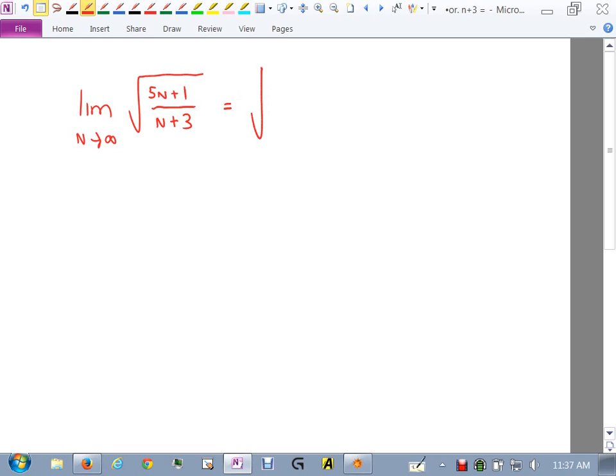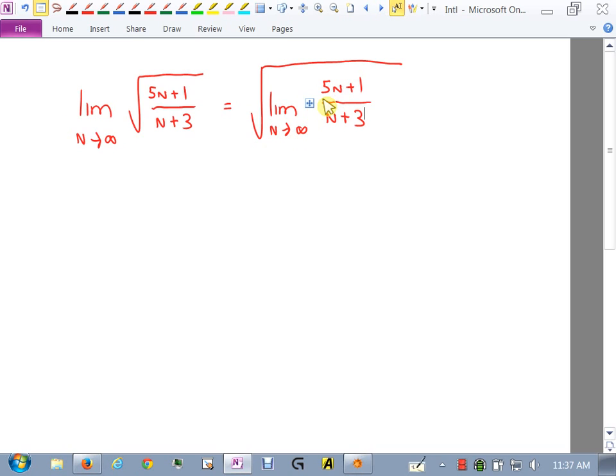equals the square root of the limit as n goes to infinity of 5n plus 1 over n plus 3. So what did I do there? Just pass the limit through the root, right? I can do that from Cal 1. We were told we can do that in the Cal 1 class.